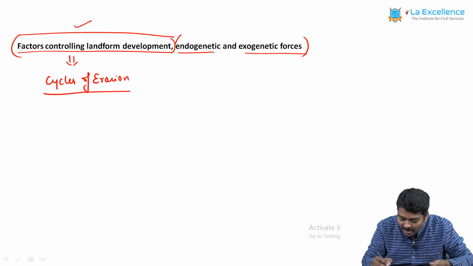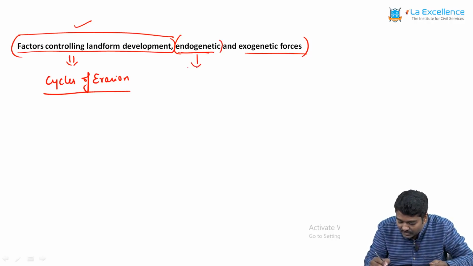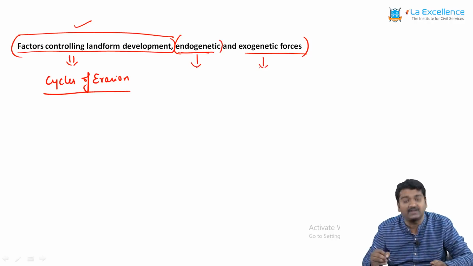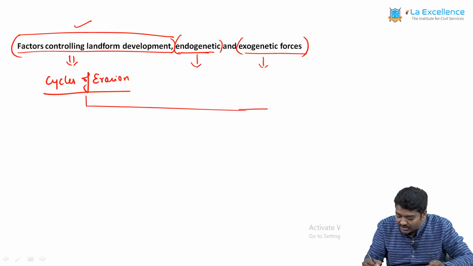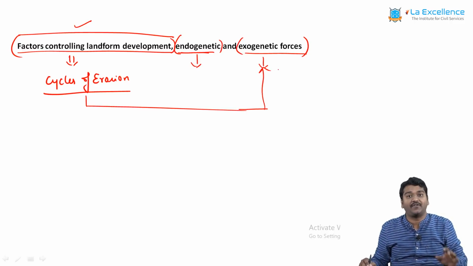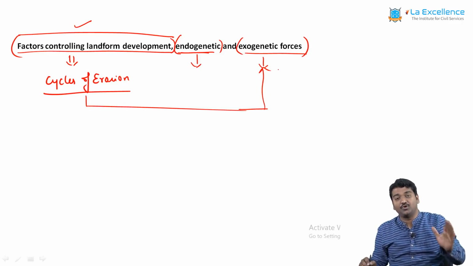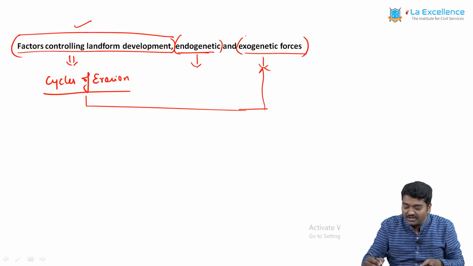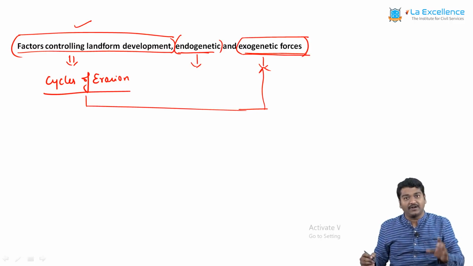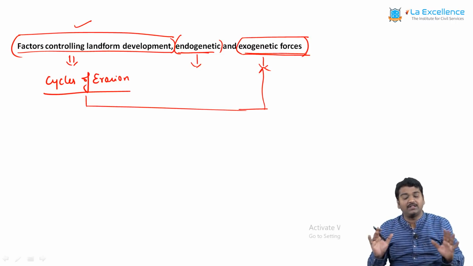And then you have endogenetic and exogenetic. First focus on endogenetic, then focus on exogenetic. And when you're focusing on exogenetic, try to read it after the cycles of erosion. Why? Once you are aware of the cycles of erosion, you know the youth stage, mature stage, old stage and all, and then it is easy for you to know which particular part. For example, for rivers, what are the features associated with reverse erosion? Features associated with reverse deposition. All these would be easier.